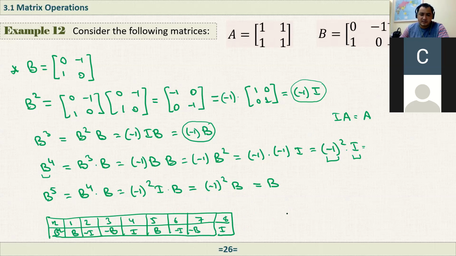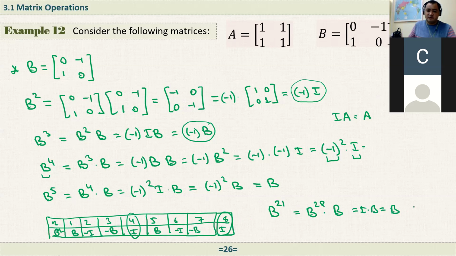So for example, if we have b to the power 21, when the exponent is divisible by 4, as you see here, it is I. I can just write it as b to the power 20 times b, and b to the power 20, this 20 is divisible by 4, that's equal to I, that's I times b, and that's equal to b. So in this way, we can compute a given matrix power depending on the problem.